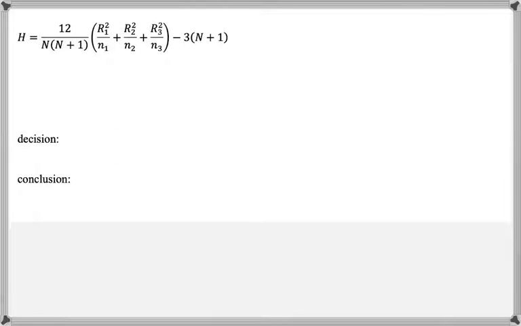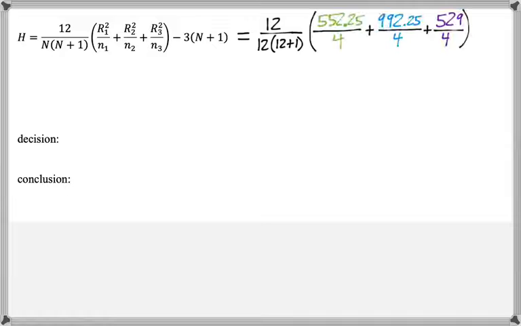Next, we need to use this formula to calculate H. So it's going to be 12 divided by 12 times 12 plus 1, multiplied by 552.25 over 4, plus 992.25 over 4, plus 529 over 4. And then we subtract 3 times 12 plus 1.